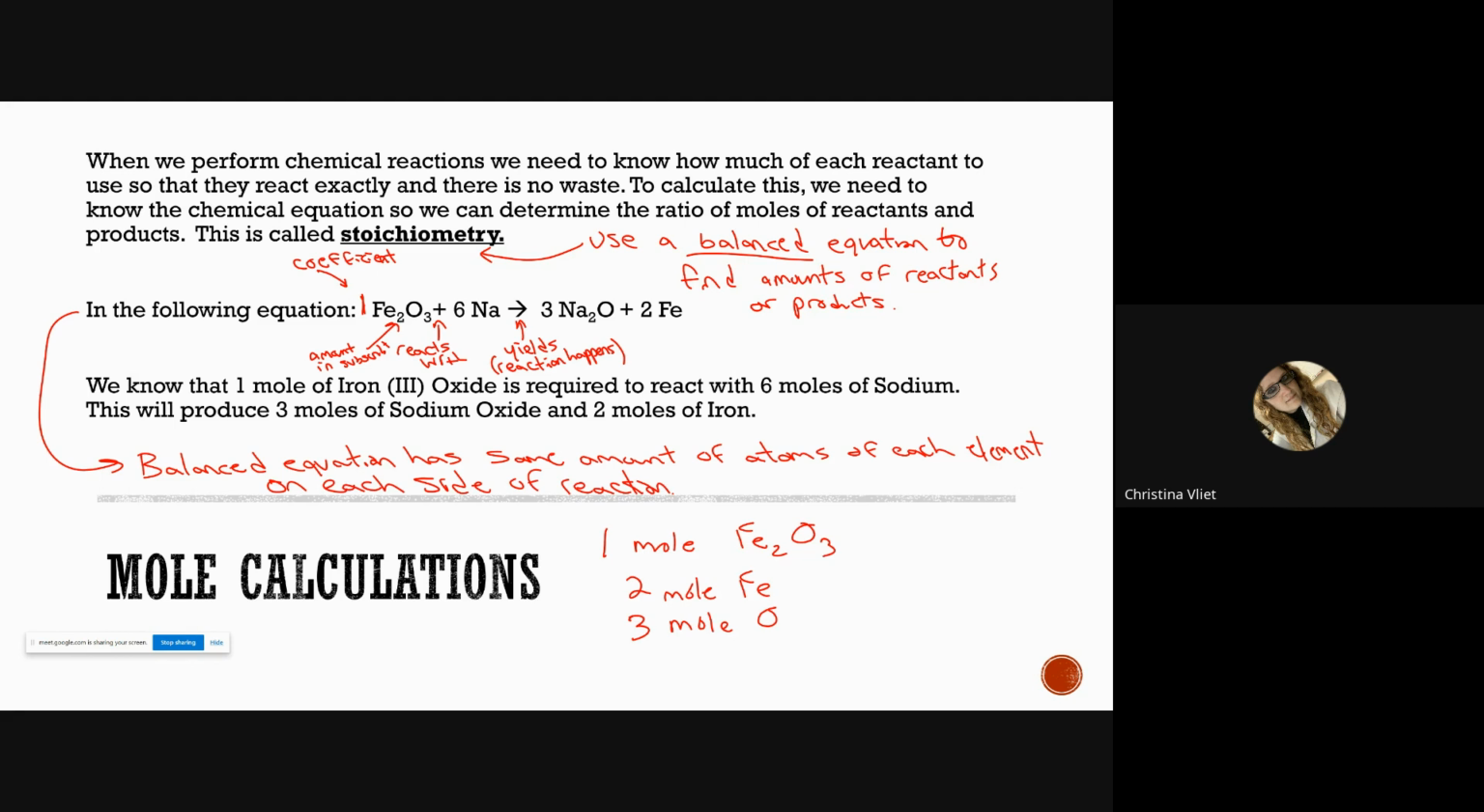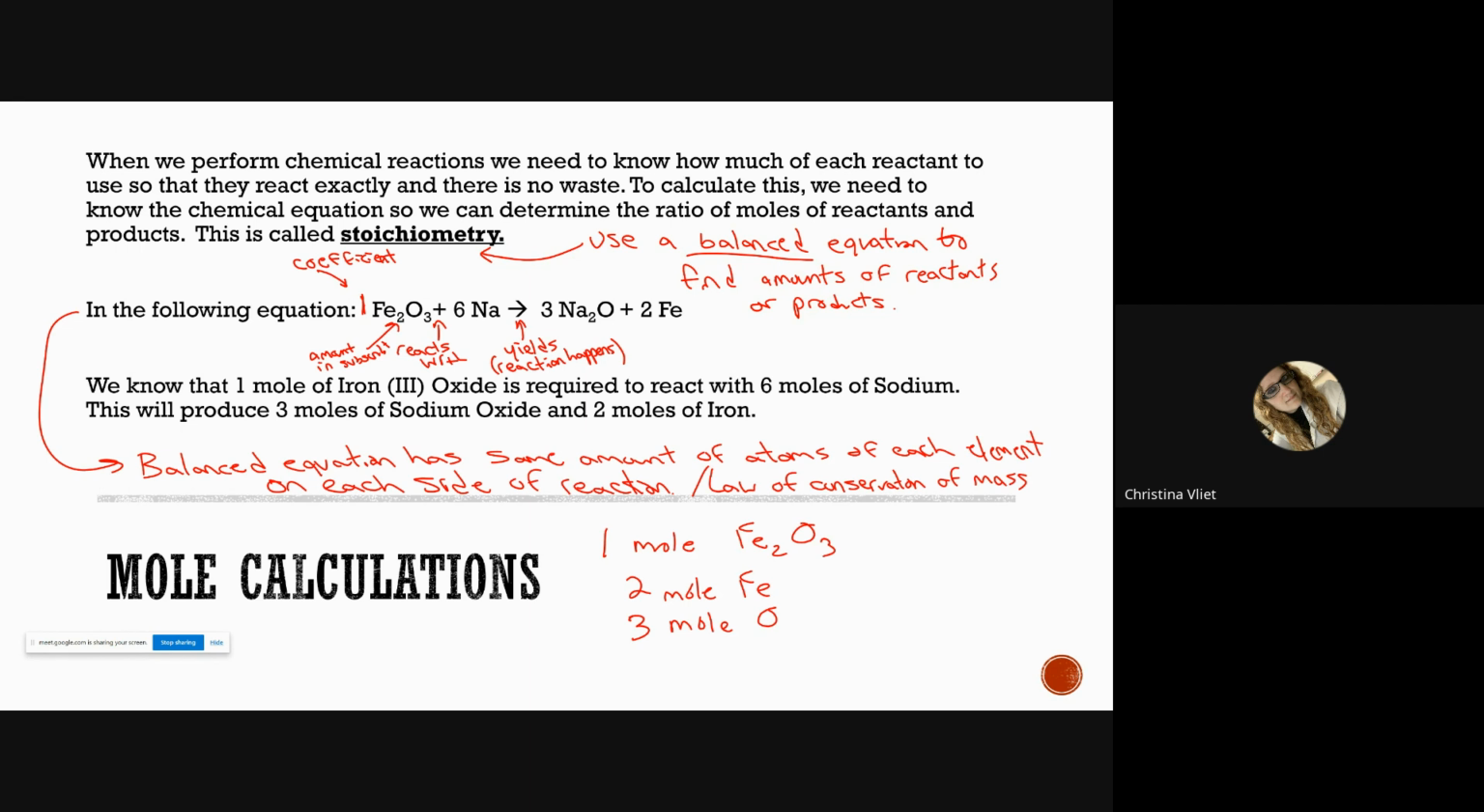So a balanced equation has the same amount of atoms of each element on each side of the reaction. What does a balanced equation follow? What are we following when we follow a balanced equation? Are we following some kind of law? Yes. Conservation. Right. So this is the law of conservation of mass, which means matter cannot be created or destroyed in a chemical reaction. It can only be transformed.